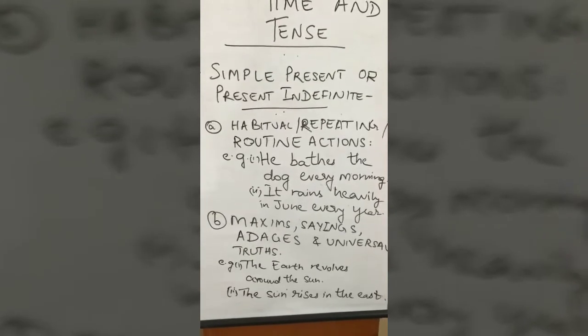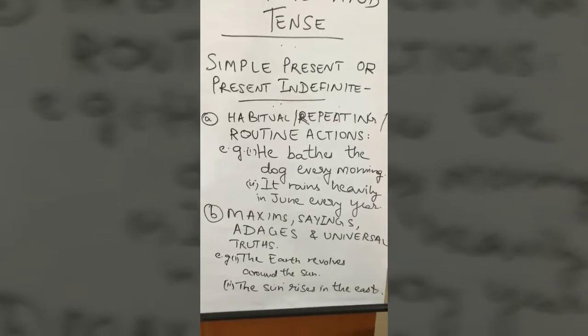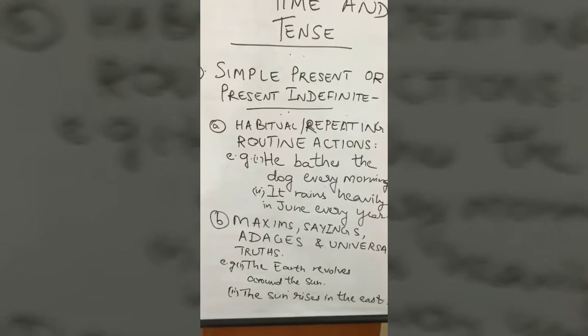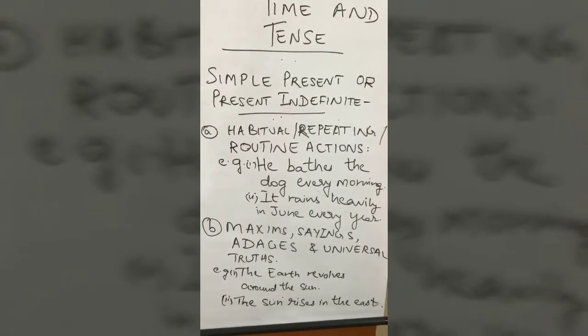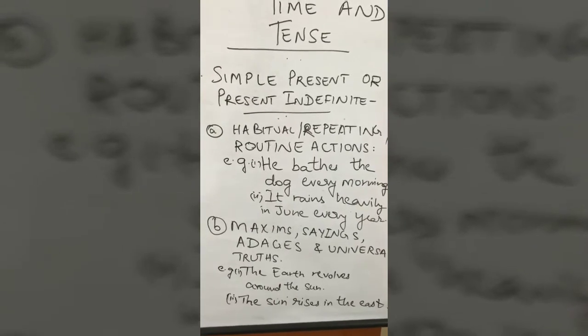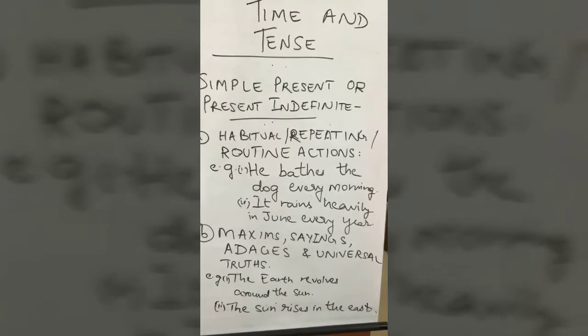So this tense is used for, number one, habitual, repeating or routine actions, such as he bathes the dog every morning. We cannot use any other form of the verb or tense, because it's going to be wrong. We cannot say he is bathing the dog every morning. It is he bathes the dog every morning.